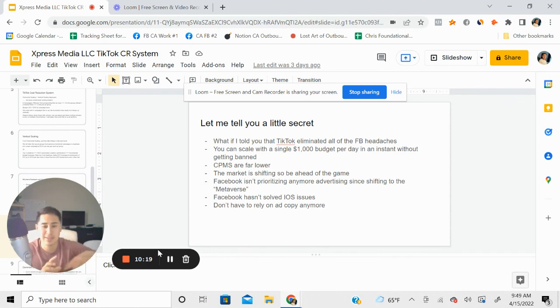So then we can implement these systems and get you on track to scale on TikTok before it's too late, before competitors come onto the TikTok wave and blow up the market similar to Facebook where CPMs are very, very, very high. TikTok, it's in its golden era phase. And I suggest all of you take advantage of it before it's too late.